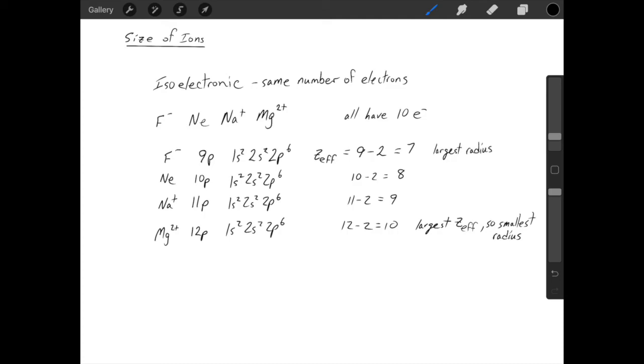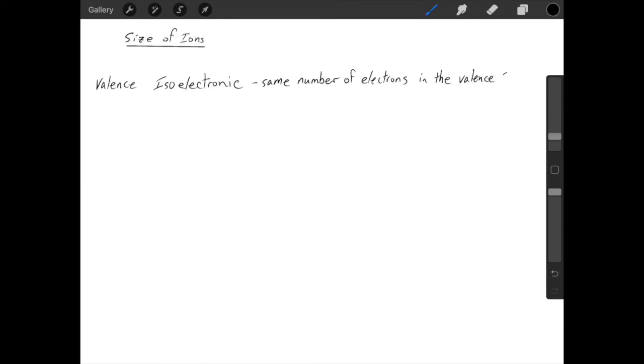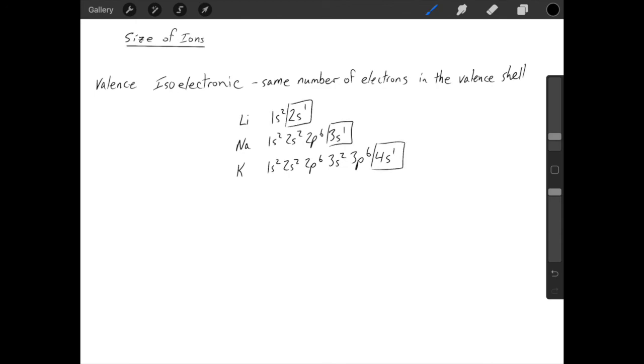And there's another term that we should learn that's very, very similar, and that term is valence isoelectronic. So every atom within a single group is going to be valence isoelectronic with all the other atoms in that group. So we'll look at the alkali metals as an example. In each of these atoms, the valence shell contains a single s electron. That is, they have the exact same valence configuration. And this similarity between the valence shells within a group goes a long way towards explaining the properties and behavior of those atoms.